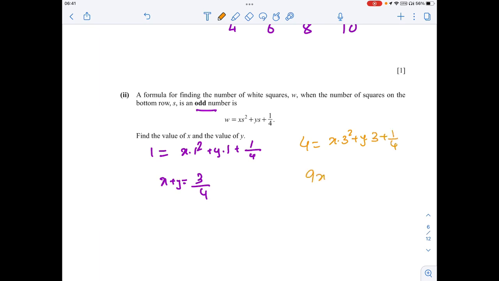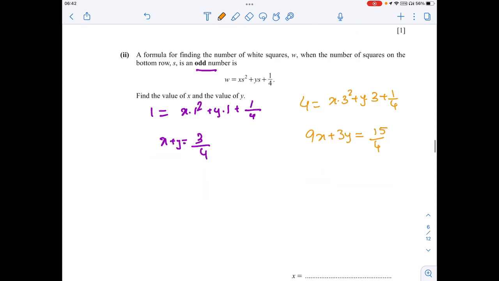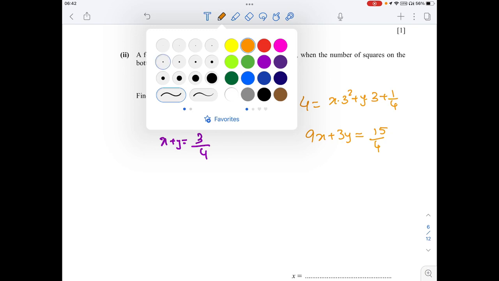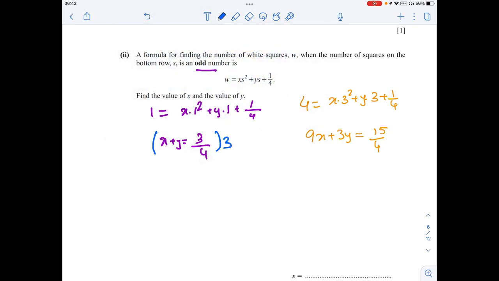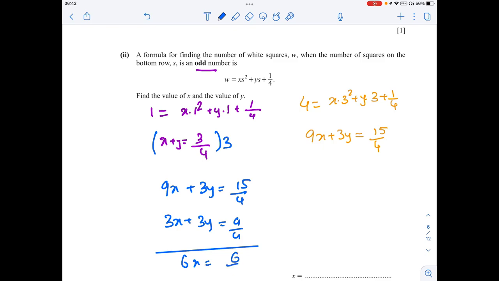So 9x plus 3y equals 4 minus 1 upon 4, which is 15 upon 4. Now multiply the first equation by 3 and subtract from the second. 9x plus 3y equals 15 upon 4. Then 3x plus 3y equals 9 upon 4. Subtract it out.